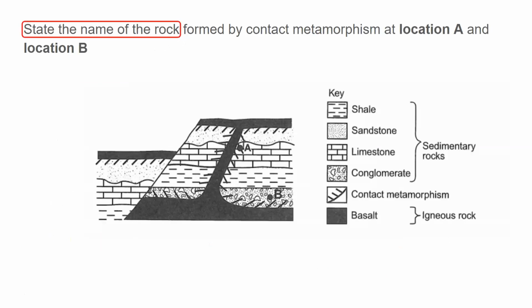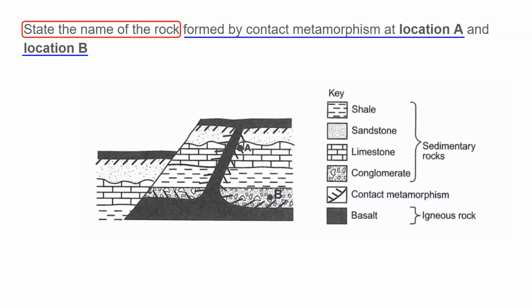Here we're looking for the name of a rock that is formed through contact metamorphism at location A, as well as in location B. Location A and B are in different places. Here is location A. Here is location B. They are going to be different rocks. So in order to answer this question, we need to utilize the map symbols. Location A is in this kind of brick pattern. It matches limestone for the key. B is within this particular pattern, which is a conglomerate.